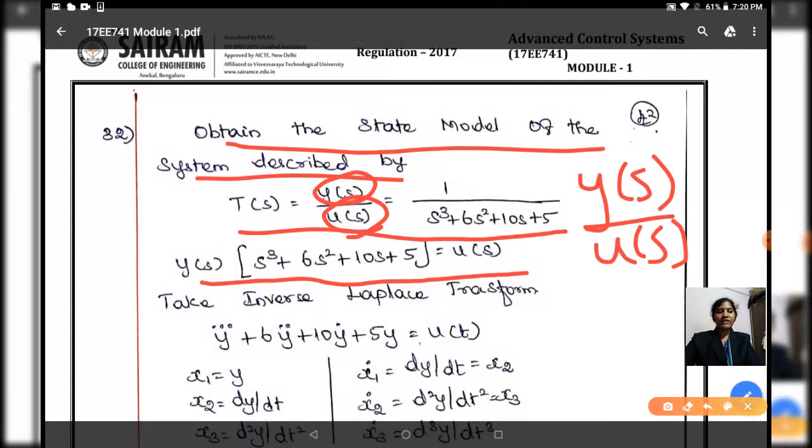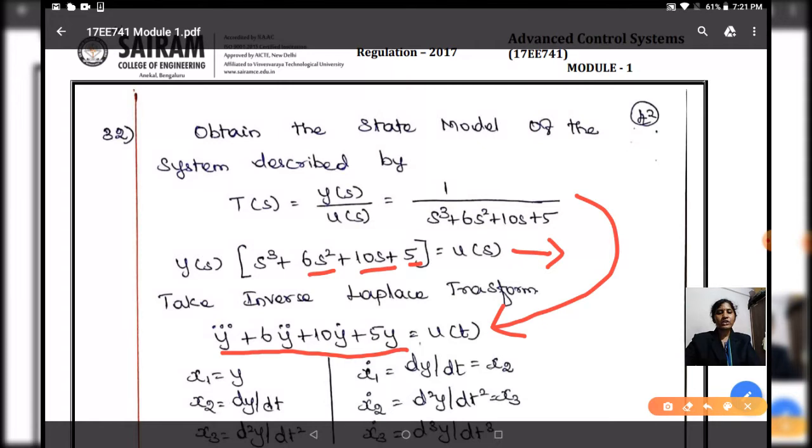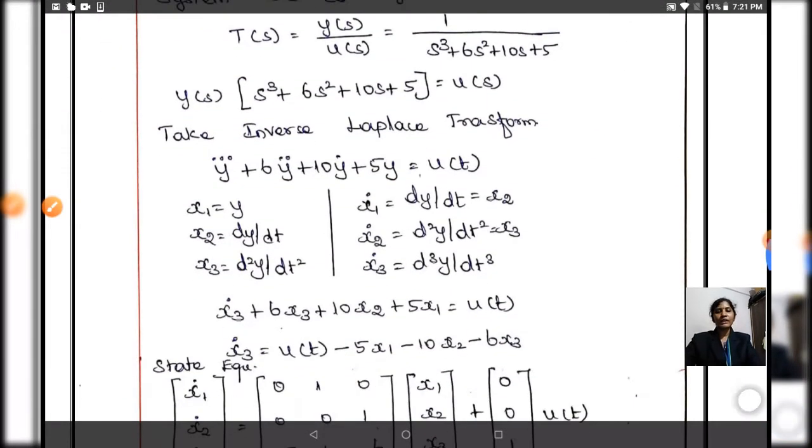You have to take the inverse Laplace transform of this particular equation. If you take the inverse Laplace transform, you will get y triple dot plus 6y double dot plus 10y dot plus 5y, that is, d cube y by dt cube plus 6 d square y by dt square plus 10 dy by dt plus 5y. Like that you will get the equation when you take the inverse Laplace transform. Now you have transformed the given transfer function into the form of a differential equation. Now you can directly solve it as in the previous problem.